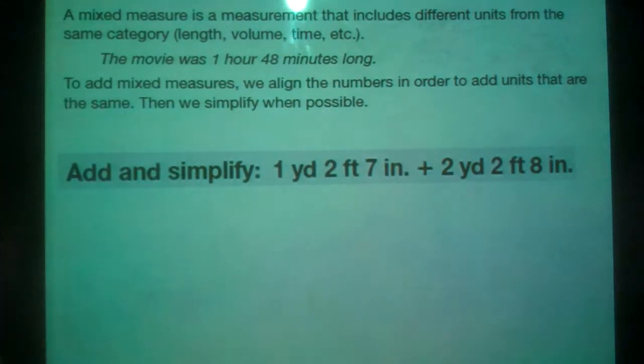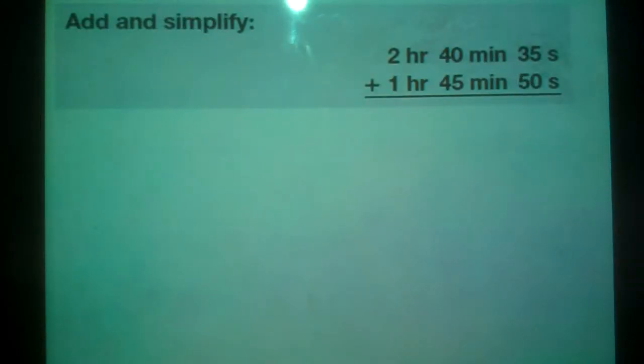Okay, let's look at another one of those. This one they have lined up for us, but we can add and simplify. This one has the category of time.